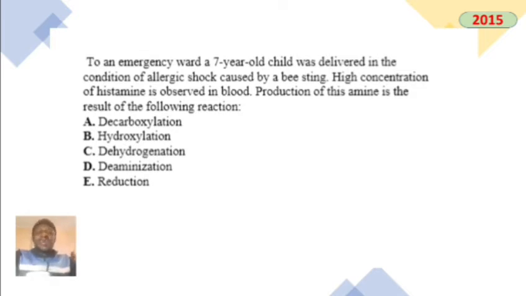I didn't check the answers, I was hoping I'd be answering something more difficult, right? So the process is decarboxylation of histidine will form histamine, a neurotransmitter, a vasodilator, right? Okay.